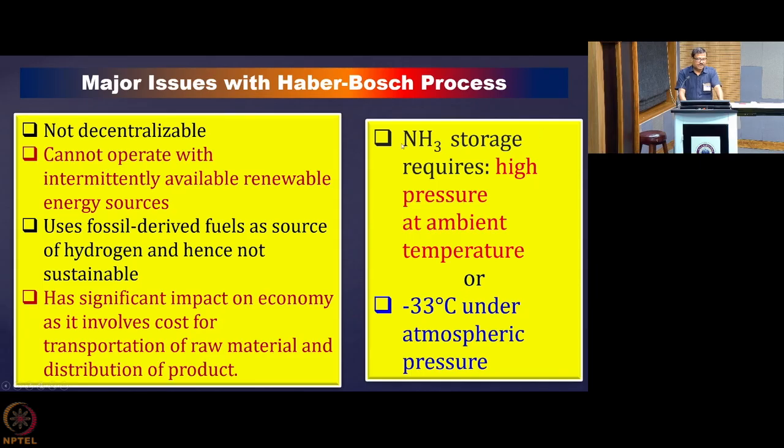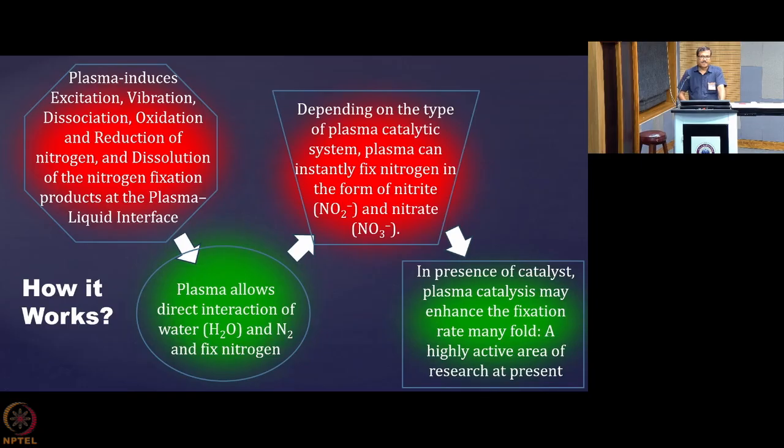Ammonia storage, that is what is produced in the process, requires high pressure at ambient temperature, or a negative temperature of minus 30 degrees centigrade under atmospheric pressure, to store it. So that invites additional cost. In this scenario, the plasma method works like this.